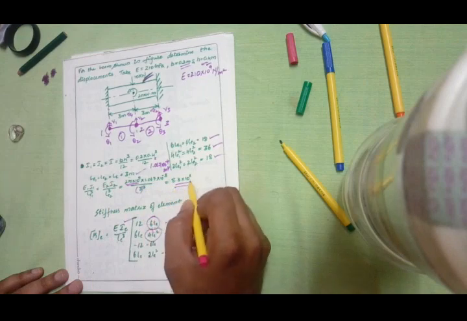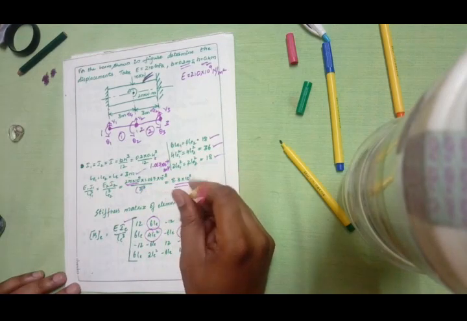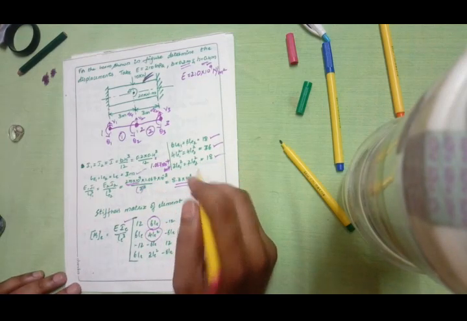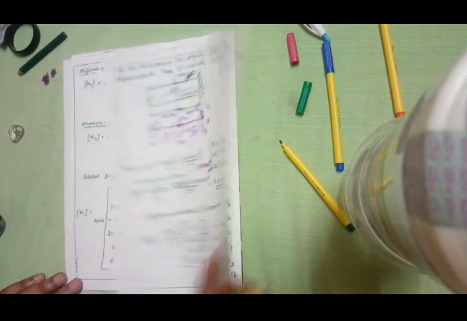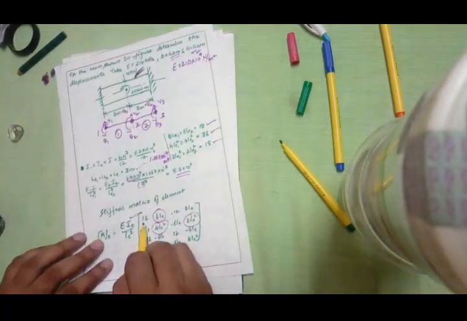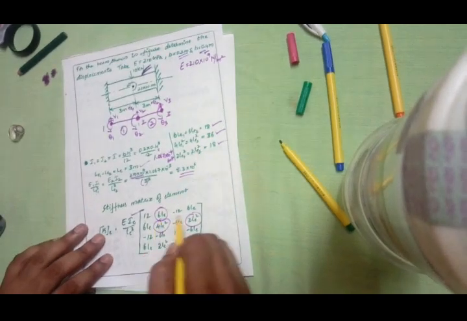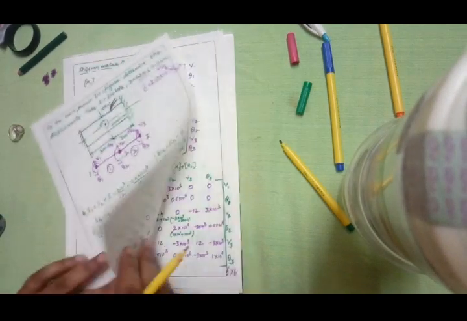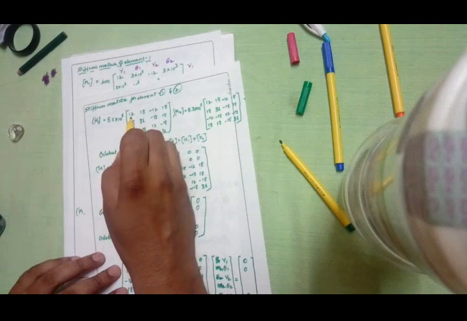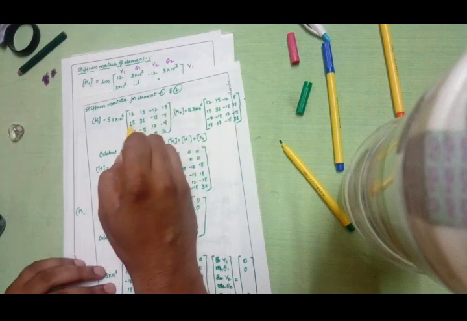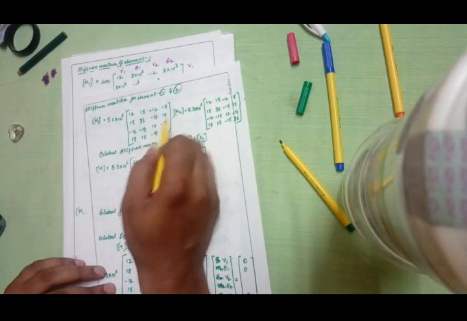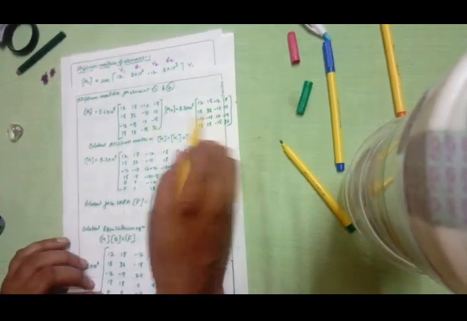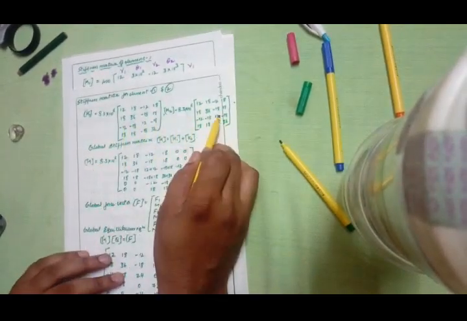If you do the simplification, you are going to get 8.3 into 10 to the power 6. Once you have got that, I'm going to substitute in the equation. So 6 times LE is 18, minus 12, 18. So that has been written. So I have written both the stiffness matrices, for element 1 and element 2.